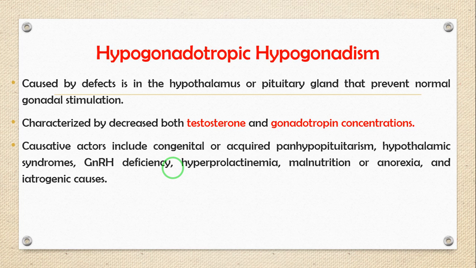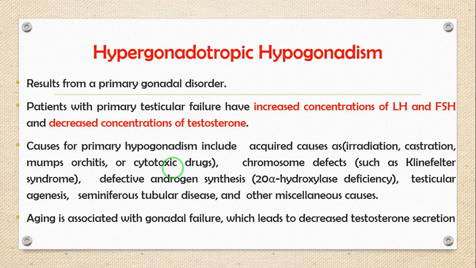In all cases of hypogonadism, the testosterone concentration will be low, but the difference between hypogonadotropic and hypergonadotropic hypogonadism is the level of the gonadotropins, FSH and LH. In both cases the testosterone level will be low, and we differentiate the site of the defect, whether it is in the hypothalamus or the pituitary, because the FSH and LH will be low if the defect is in the pituitary or the hypothalamus.